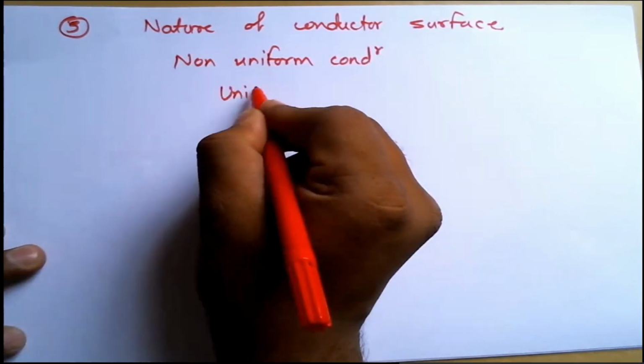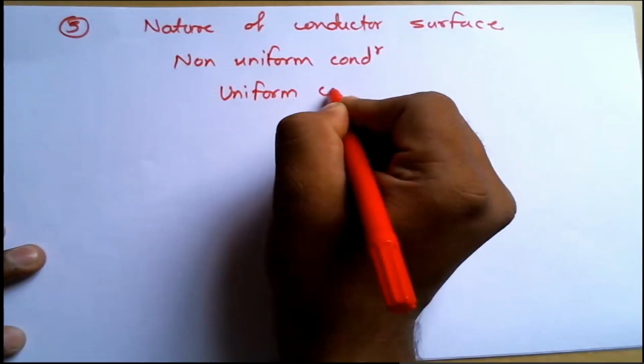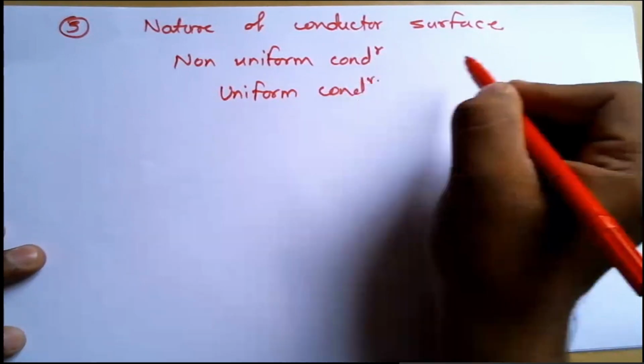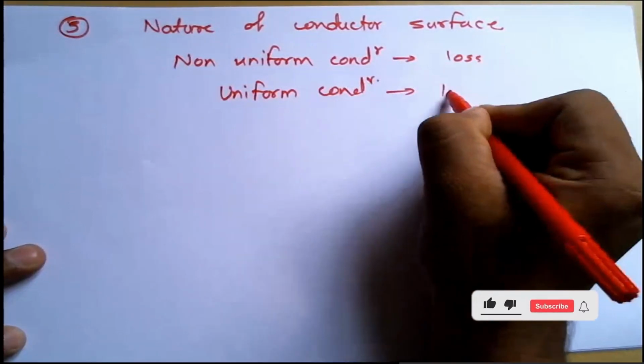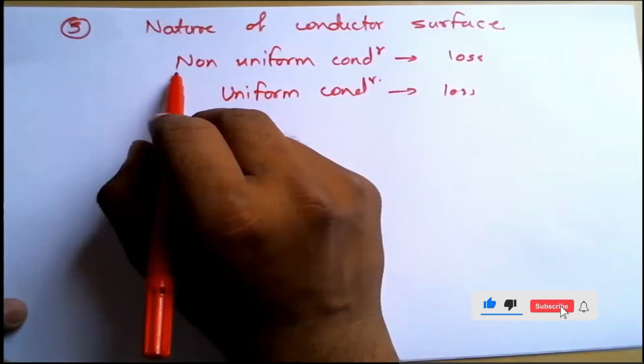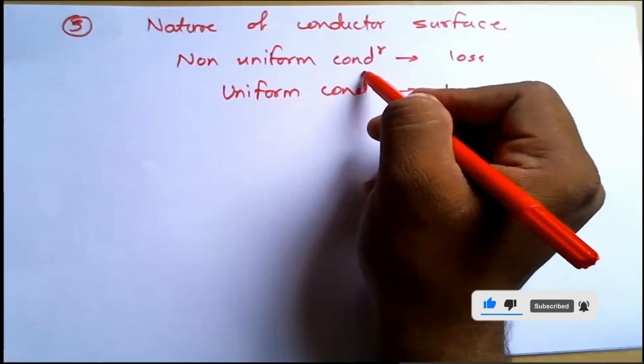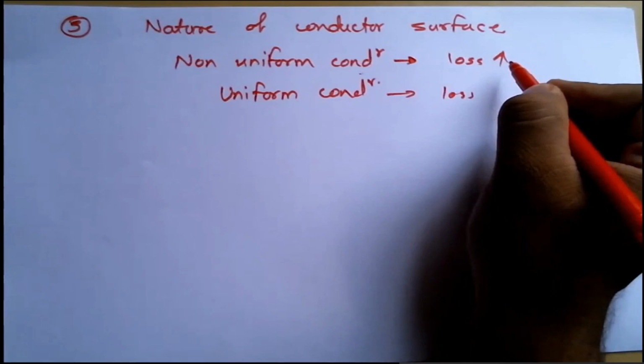And uniform conductor surface. So in which case is loss more and in which case is loss less? Yes, anyone? What will be in a non-uniform conductor? The corona loss, is it more or lesser? And what are the reasons?